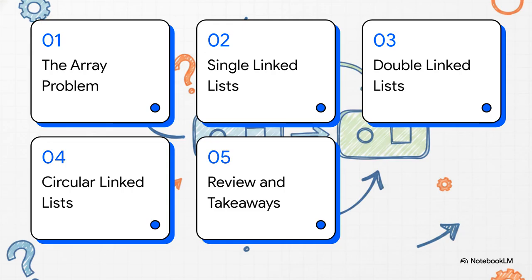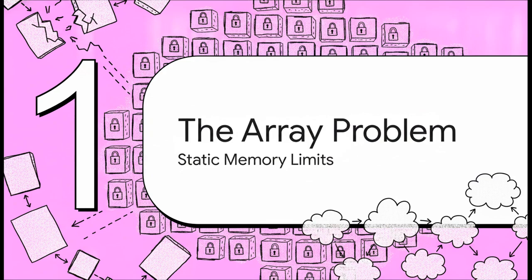Here's our quick roadmap. We'll start with the array problem, then build up single linked lists, upgrade those to double lists, look at circular lists, and wrap it all up with a final review. Section 1. The array problem.